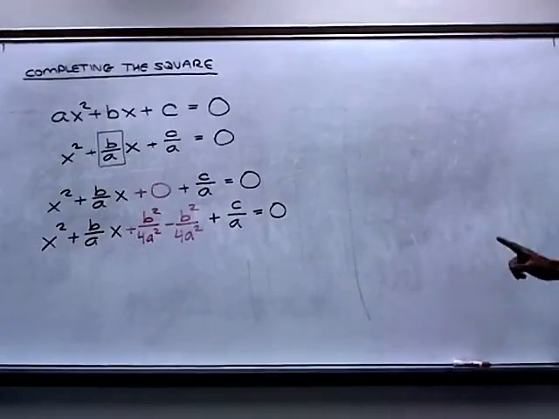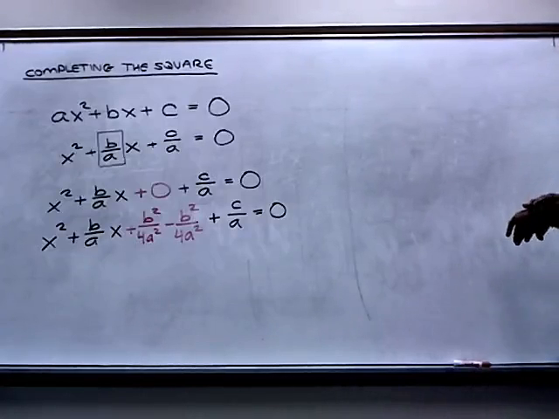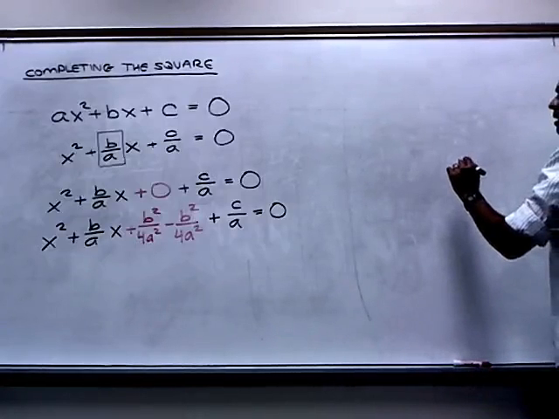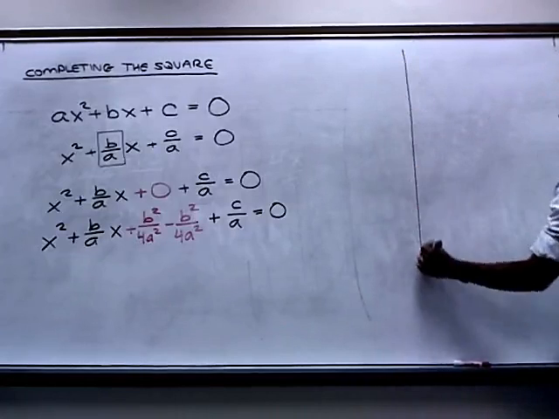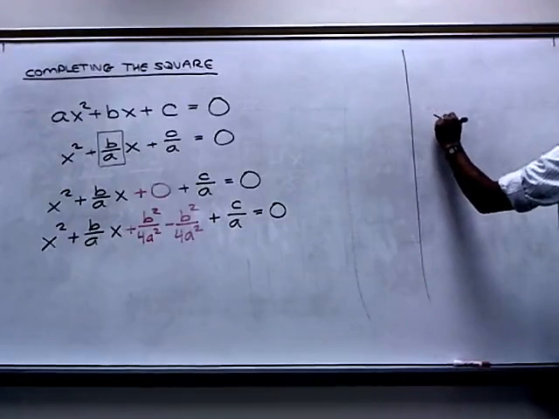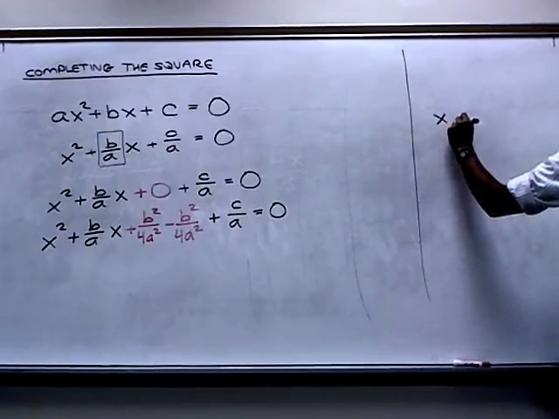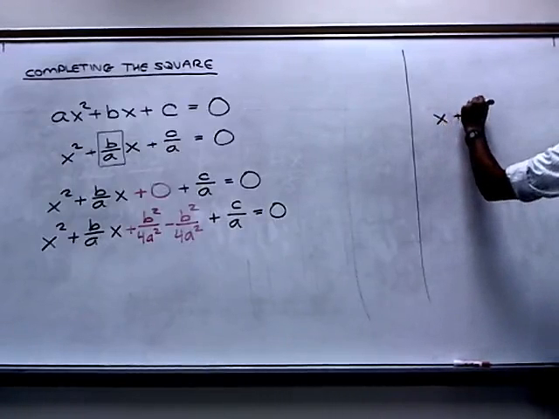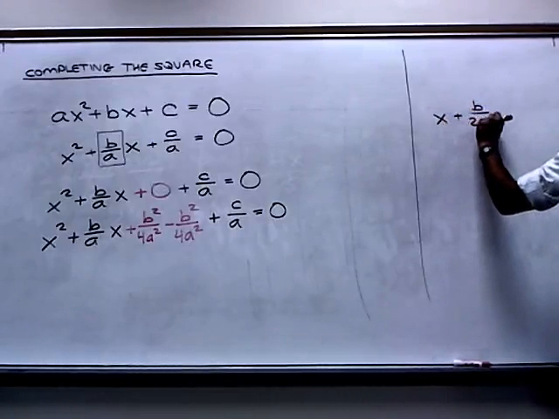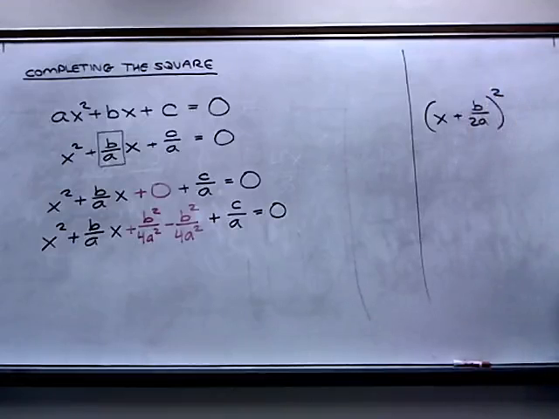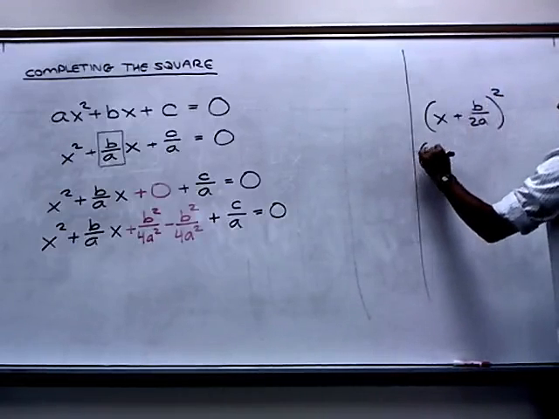All right, now, I need a little bit more scratch work. I still have 5 minutes. Y'all hang in there. I would like for us on the side here just to do this real quick. What's x plus b over 2a squared? What is that? Well, we have to FOIL it, don't we?